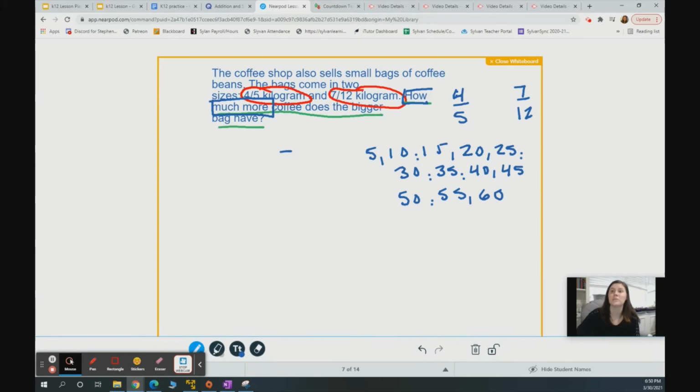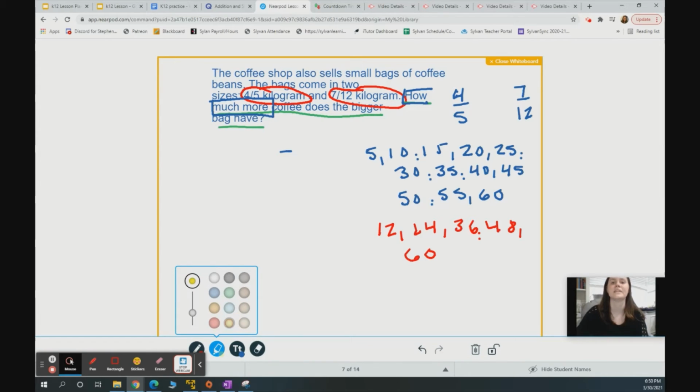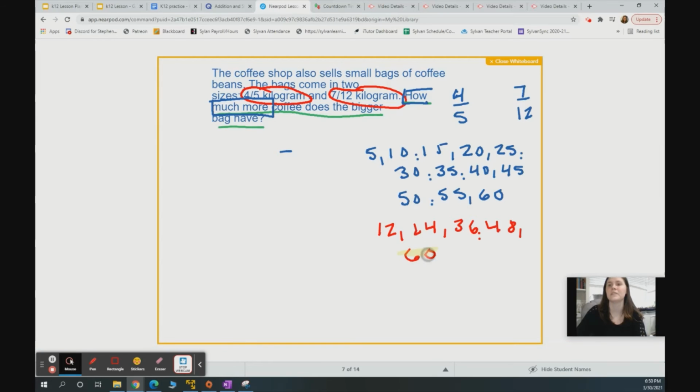Then I'm going to count by my 12s. I'm going to do this in a different color so we know which one's which. So I'm counting by 12s next. 12, 24, 36, 48, 60. I just found a number they have in common, so I'm going to highlight it. The number they have the same is 60.